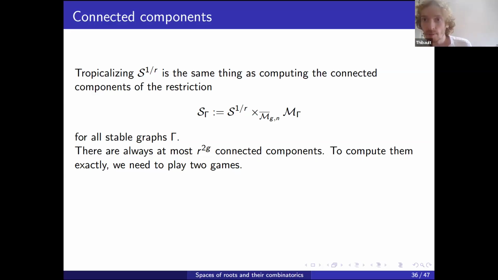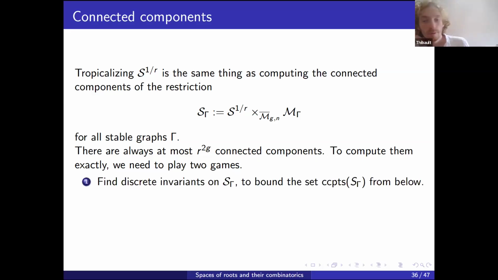If we want to know exactly what the set of components is, there's two games we need to play. The first is naming discrete invariants. Every time I find a function to some discrete space, I can use the fibers of this function to partition my space into open and closed subsets. And so I can bound the set of connected components from below. I have at least as many components as non-zero open and closed pieces I've found.